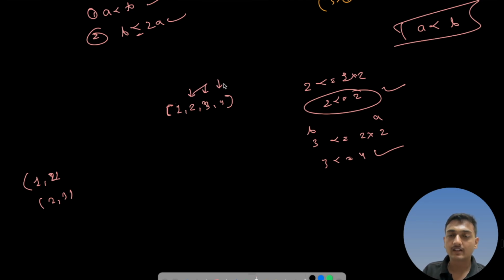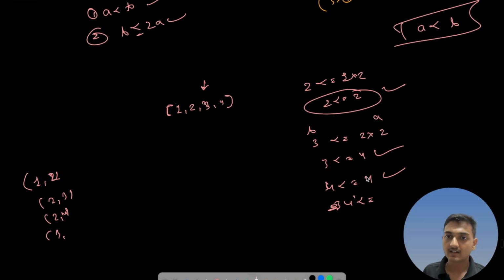I'll try to move here. Is 4 less than or equal to 2 into 2, which is 4? Yes, it is. So this can be my answer, 2 comma 4. Superb. Now I will calculate for 3. So 3 comma 4. 4 should be less than or equal to 3 into 2, which is 6. The condition is satisfied, so 3 comma 4 can be one of the pairs. Now my array has ended.